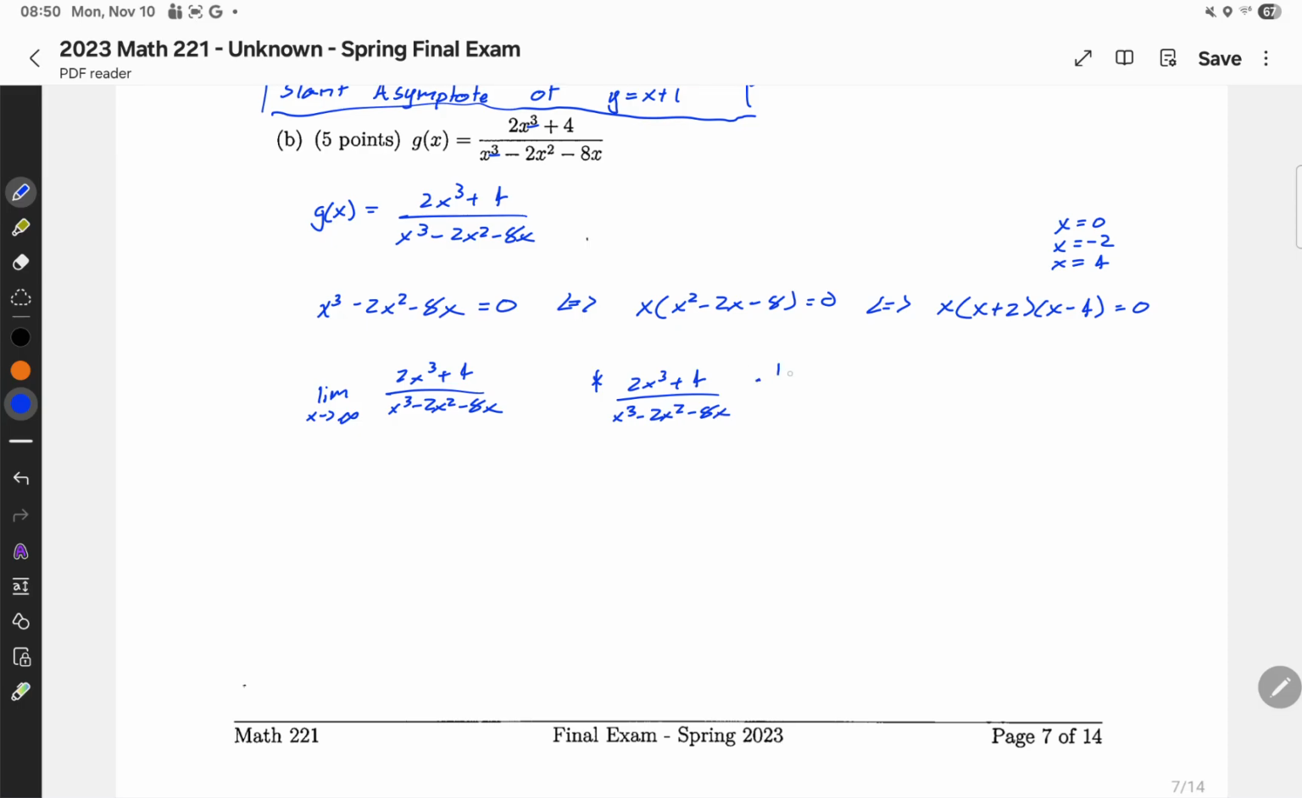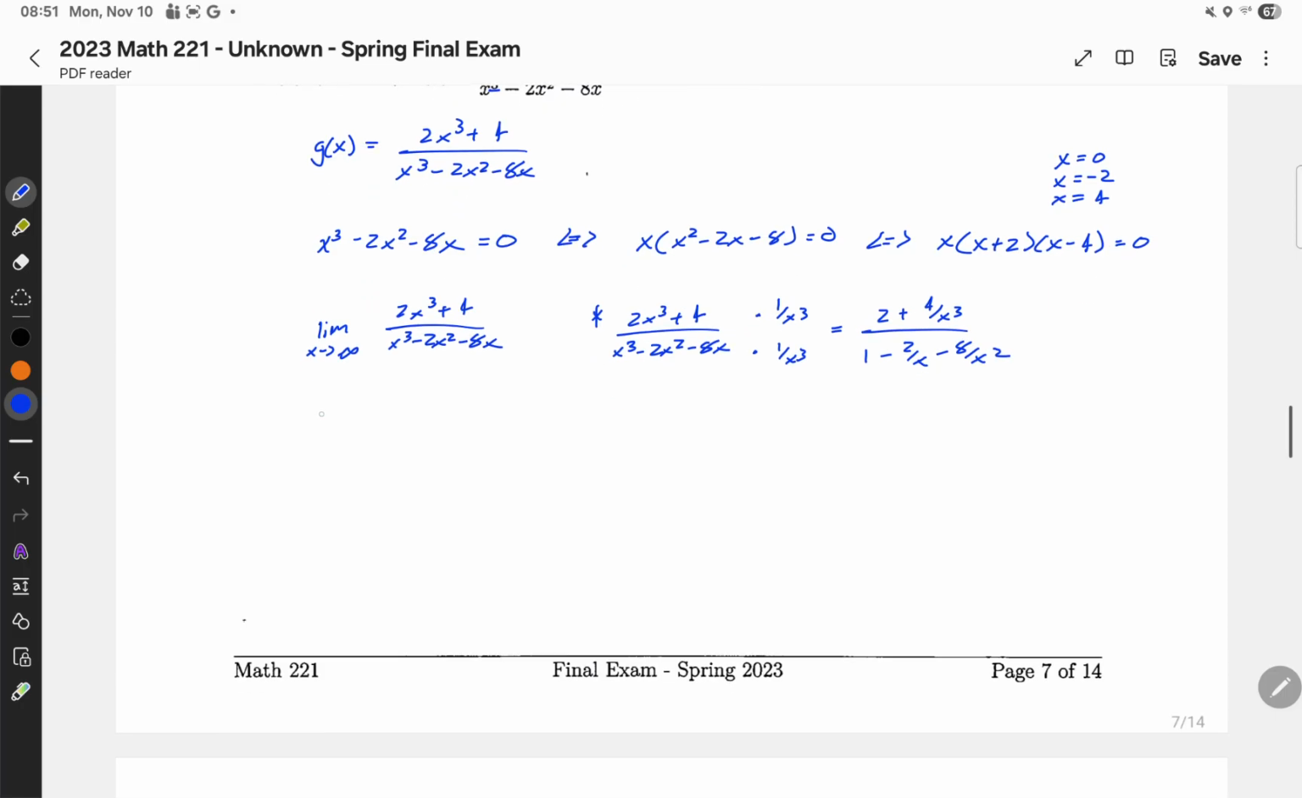We're going to multiply the top by 1 over x cubed, and the bottom too. Multiply this by 1 over x cubed as well. This is going to be equal to 2 plus 4 over x cubed, all over 1 minus 2 over x minus 8 over x squared. Just like that. So now, when we take the limit as x approaches infinity of 2 plus 4 over x cubed over 1 minus 2 over x minus 8 over x squared.